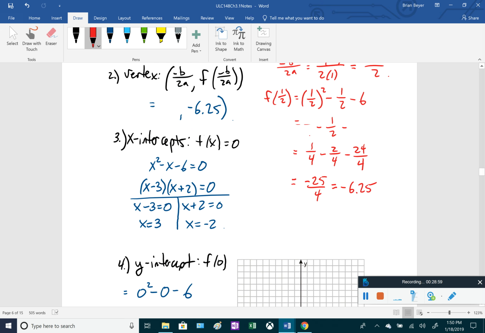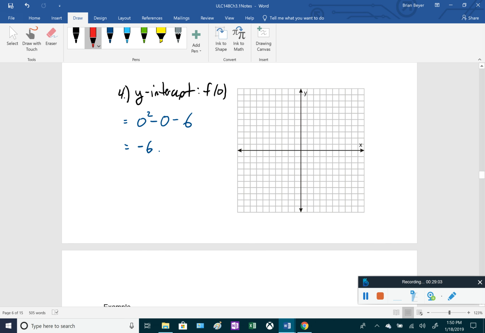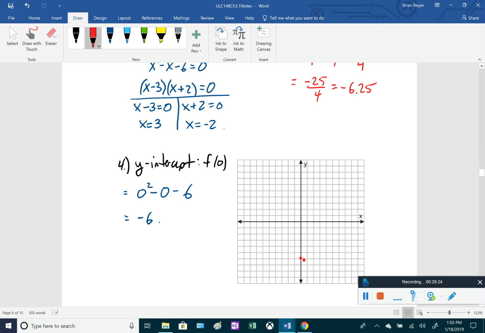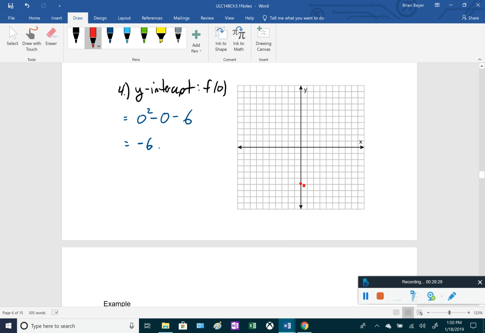Okay, so let's plot everything. So we have a vertex (1/2, -6.25). So 1/2, -6, 1, 2, 3, 4, 5, 6. So about right here. The y-intercept is -6. So right next to it, which makes sense. And the x-intercepts are 3 and -2.